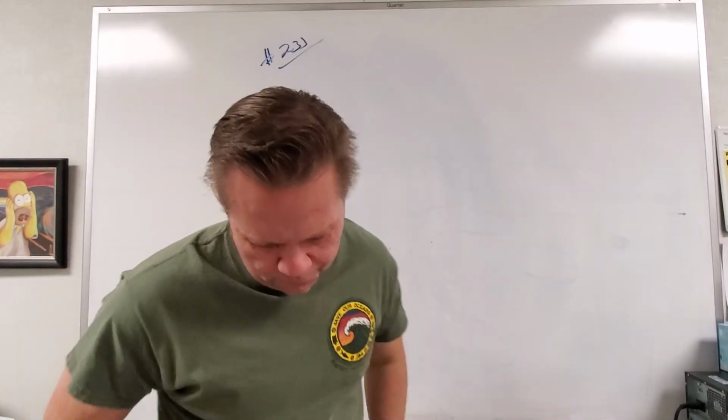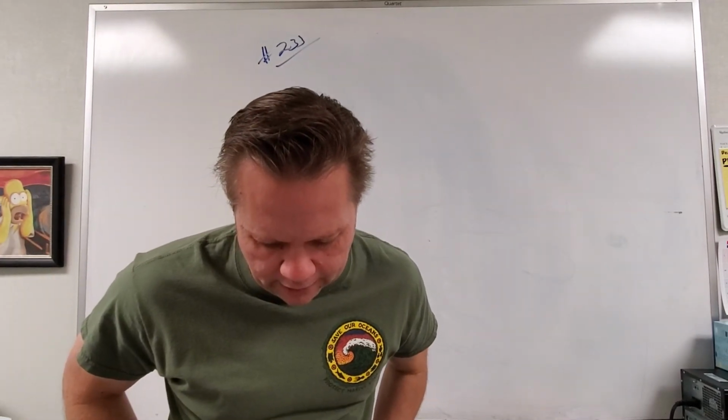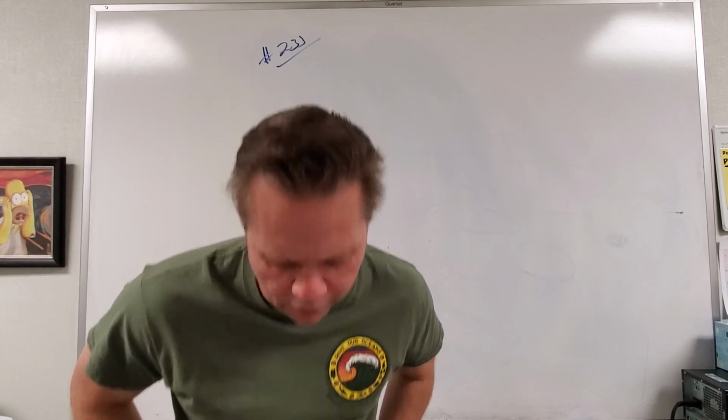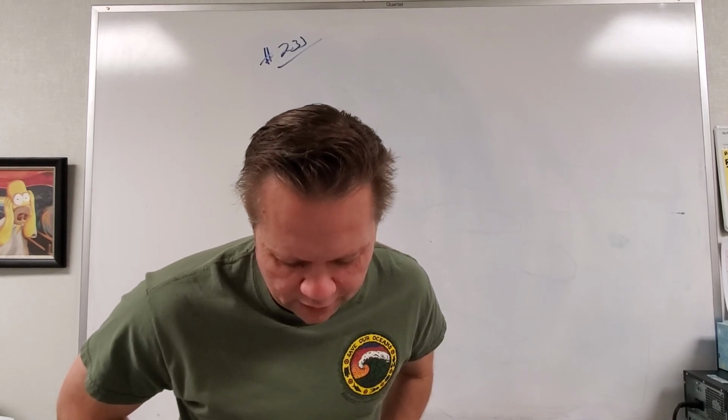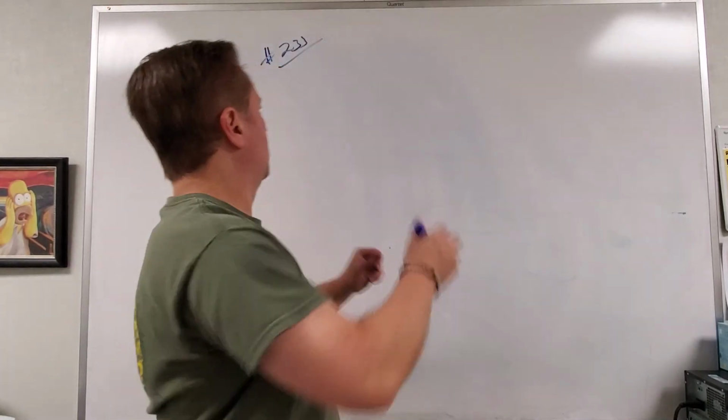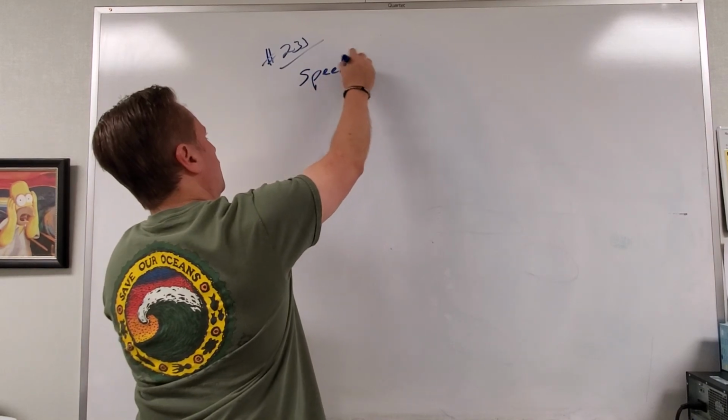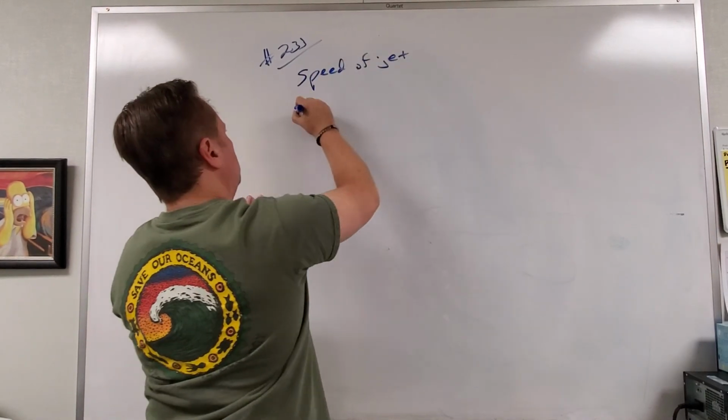It says a commercial jet can fly 868 miles in 2 hours with a tailwind, but only 792 miles in 2 hours into a headwind. Find the speed of the jet in still air and the speed of the wind. All right, so speed of jet, speed of wind.